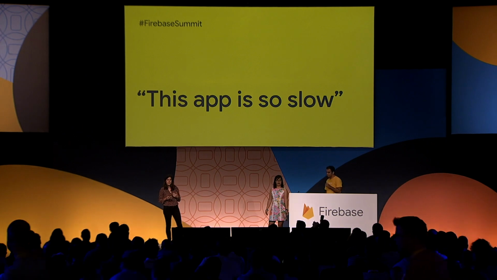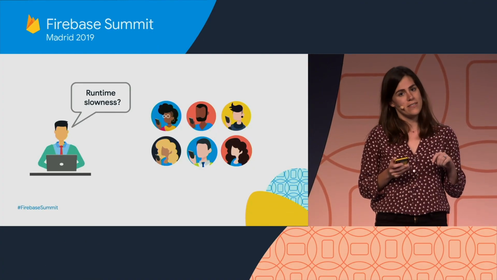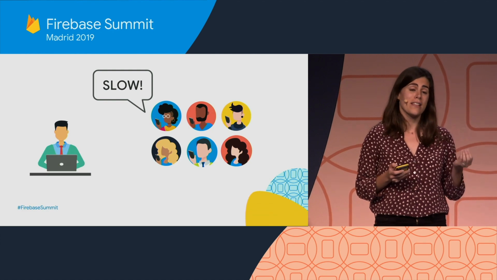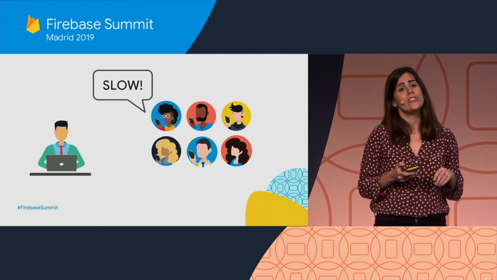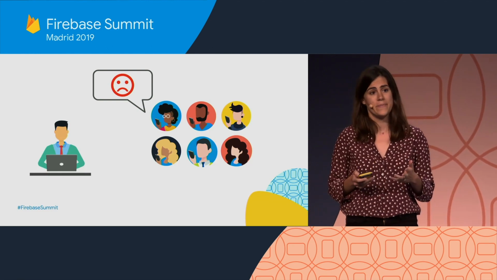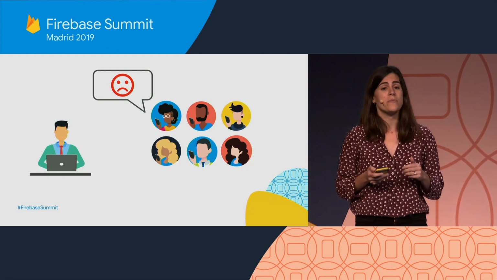So let's talk about slow. What do we mean by an app being slow? Well, there are two perspectives. From our perspective, as web developers, when we think about an app being slow, we think about many different things. We think about page load times, we think about runtime slowness. However, from our user's perspective, this is all the same. The app is slow. And a slow app means that our users are sad because they're having a frustrating experience on our site. So we want our users to be happy.